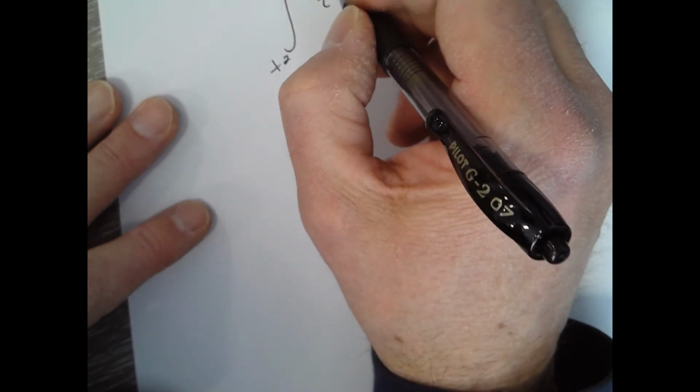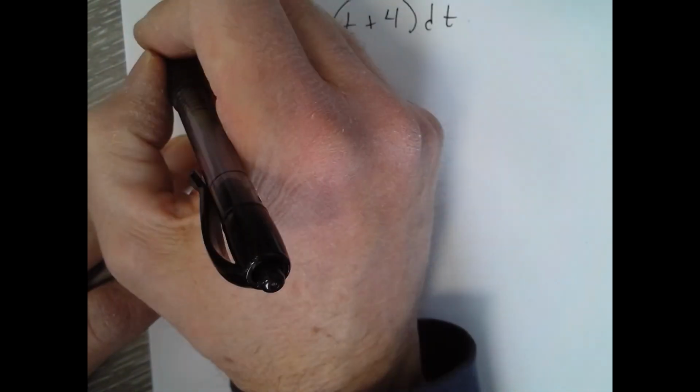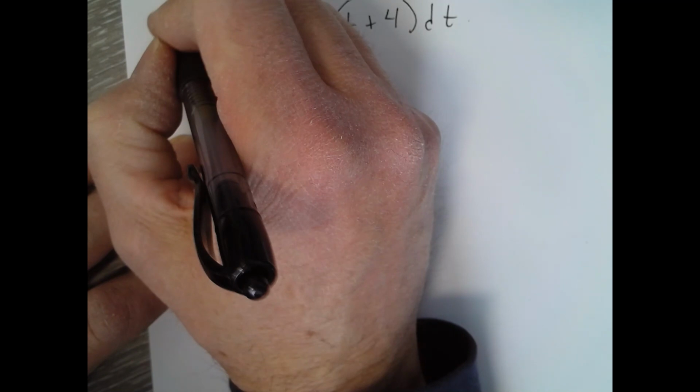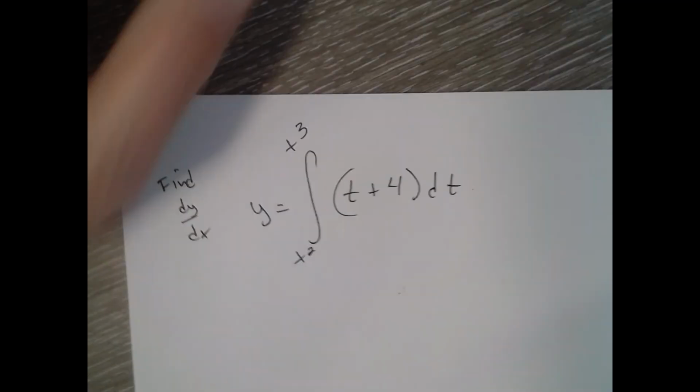Alright, one other scenario, if I have, let's say, from x squared to x cubed of t plus 4. And that's what y is, and we're finding dy dx. So we're finding the derivative of an integral.